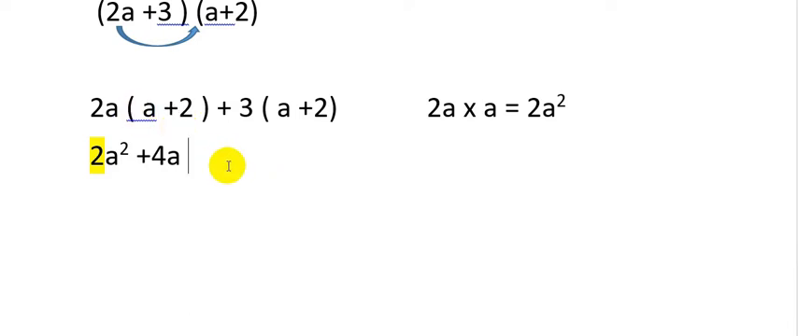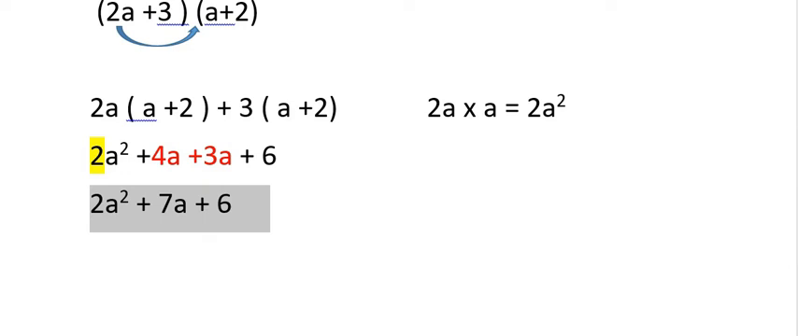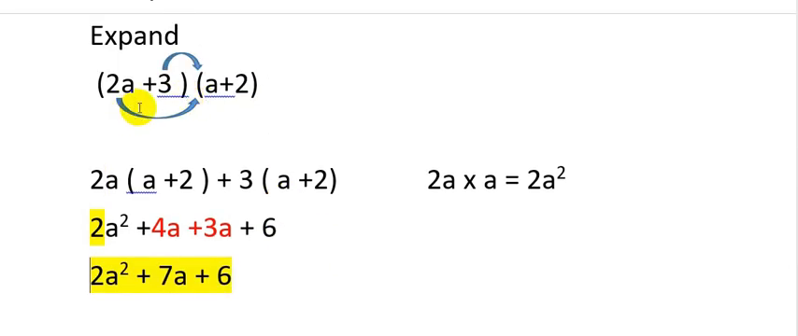So the first two terms I have already multiplied. Now we can further expand this binomial expression. 3 multiplied by a is 3a. Then the last term, 3 multiplied by 2, is 6. Now you can see there are two similar terms, 4a and 3a. So now I write 2a square. 4a plus 3a is equal to 7a. So here the coefficient of a is 7. Also the coefficient of a square is 2, plus 6. So this is my final answer for this particular expansion.